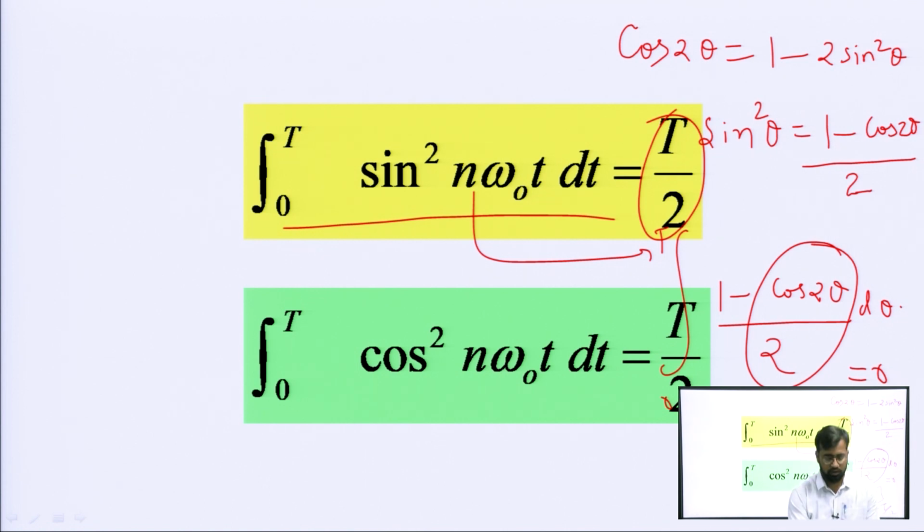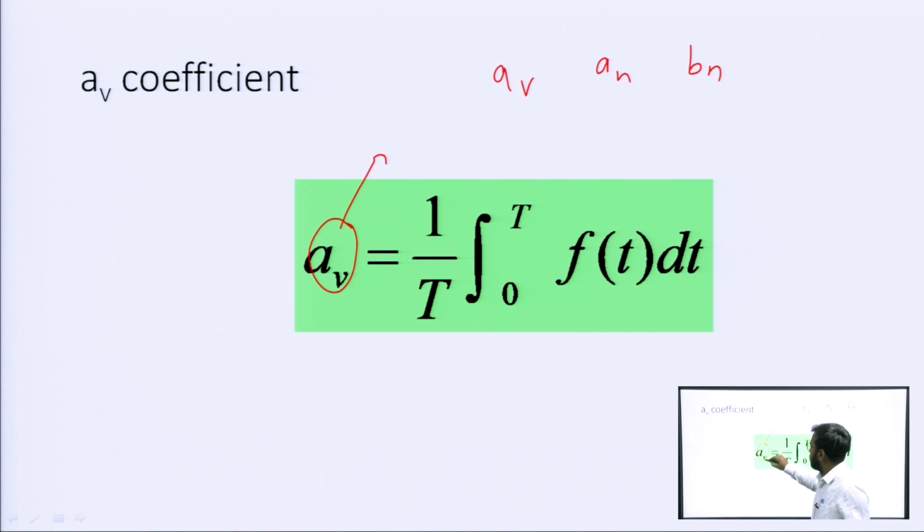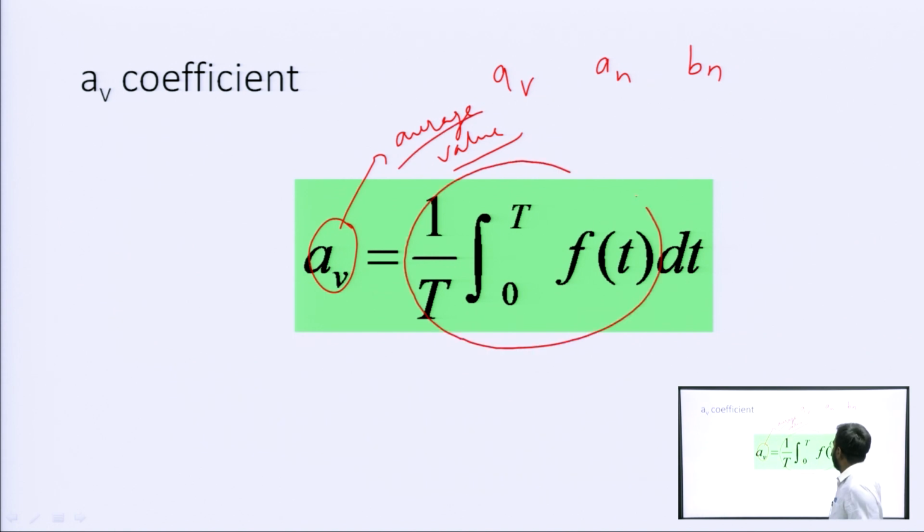Similar is the case for cos squared, because here we know cos 2 theta is 1 minus 2 sin squared theta. Also we can write cos 2 theta is equal to 2 cos squared theta minus 1. Using this relation we can easily derive this. So what we have studied, there were 3 coefficients: a_v, a_n and b_n. Why are we writing a_v? The subscript represents the average value. So a_v is basically the average value, that is why we call it the DC value. What do you mean by DC value?